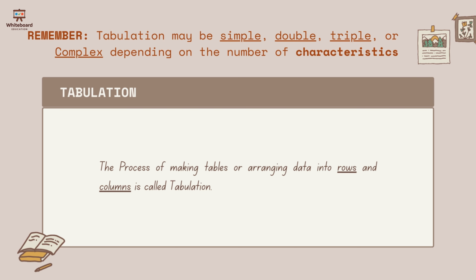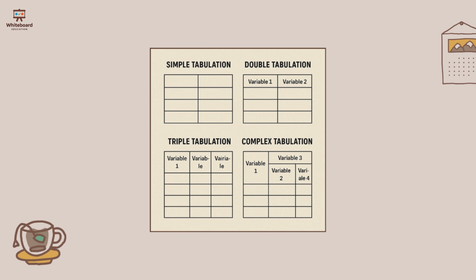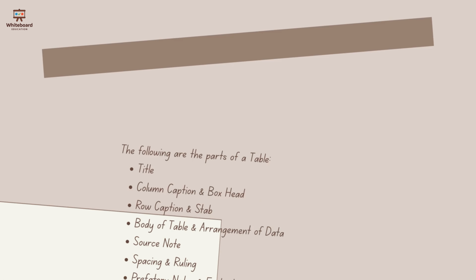Dear students, remember that tabulation may be simple, double, triple, or complex depending on the number of characteristics. For example, if we have one characteristic in consideration, it is called simple tabulation, double if we have two variables, triple if there are three characteristics, and complex if there are multiple variables that are correlated.